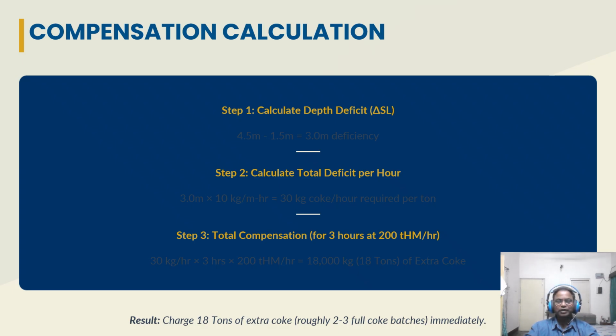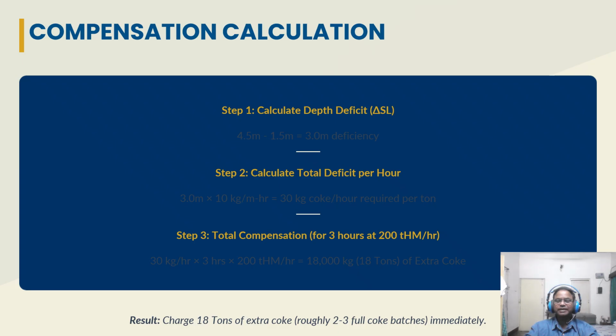So step 1 is to calculate the depth deficit. If our target stock line is 4.5 meters, but we are operating at 1.5 meters, we have a 3 meter deviation or 3 meter deficit. Step 2 is calculating the deficit per hour using a K factor of 10 kilograms per meter per hour. For this severity, we multiply 3 meters by 10, which gives 30 kilograms of coke per hour for every ton of hot metal we produce.